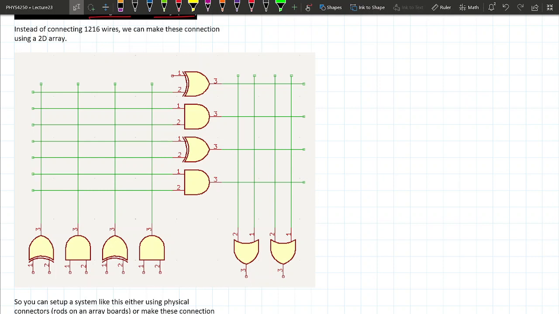I'm going to have wires coming out of these gates, both on the output and on some of the inputs, and then some on both. Just a bunch of wires going around. These green wires are not connected to each other.